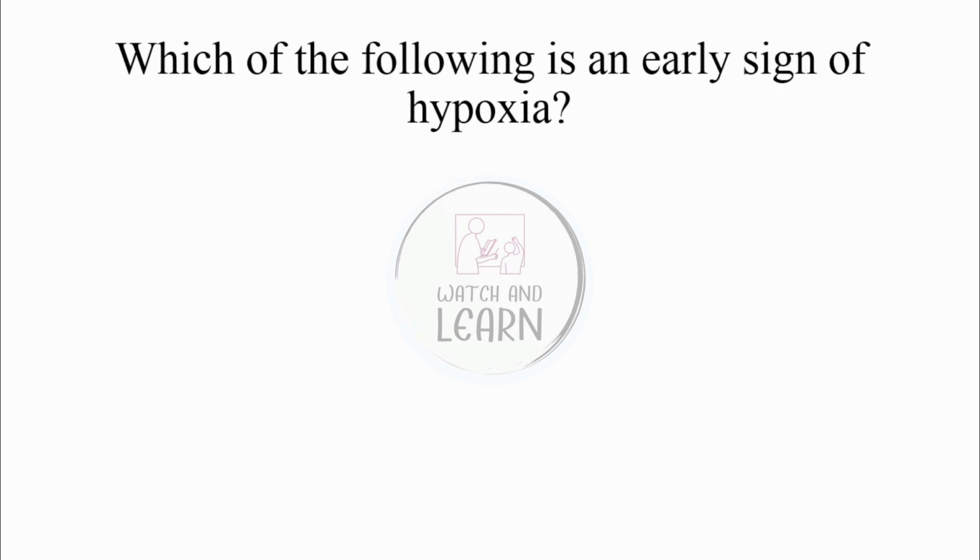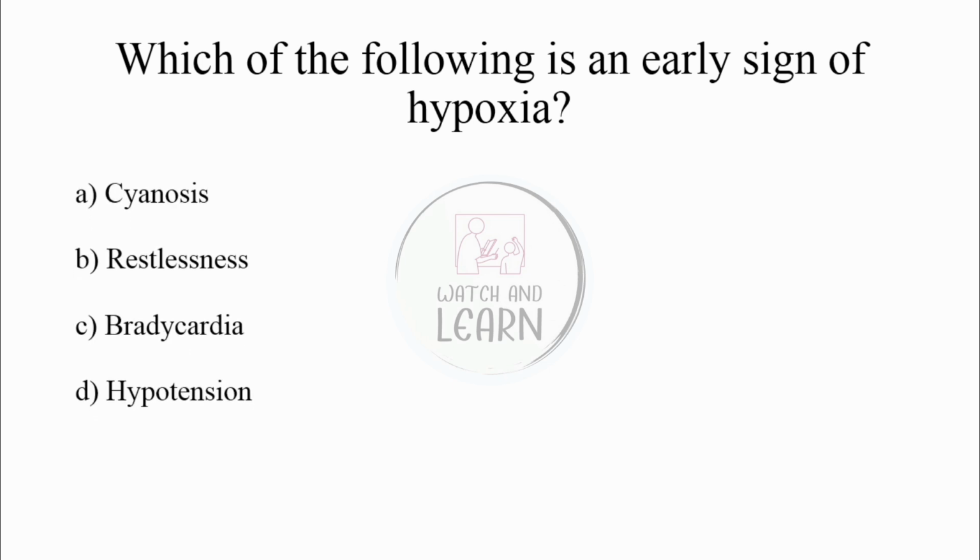Which of the following is an early sign of hypoxia? Options are option A, cyanosis, option B, restlessness, option C, bradycardia, option D, hypertension. The right answer is answer B, restlessness.